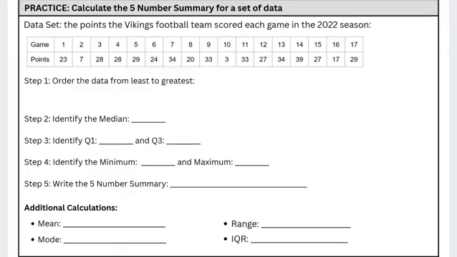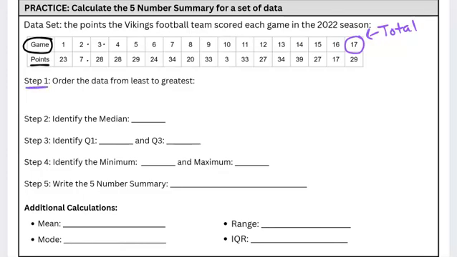So let's start with the practice problem data set, the points the Vikings football team scored each game in the 2022 season. In the table, we are given that information. We can see the game number: in game 1, they scored 23 points. In game 2, 7 points. In game 3, 28 points. So in total, we have 17 games that were played in the season. So that means we're going to have 17 data points.